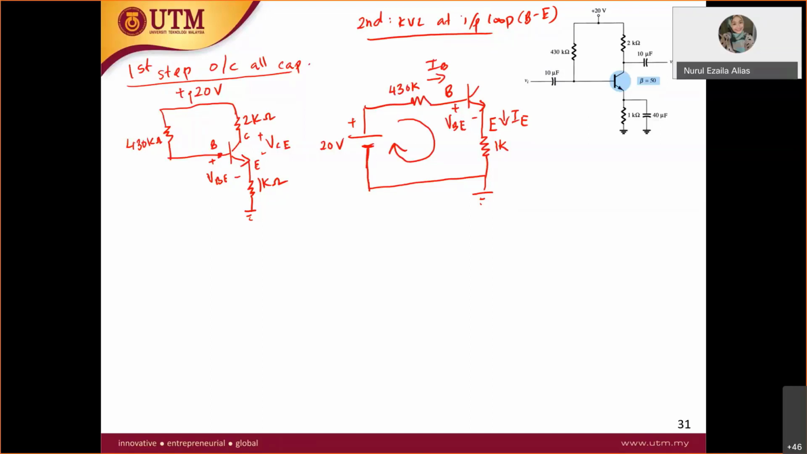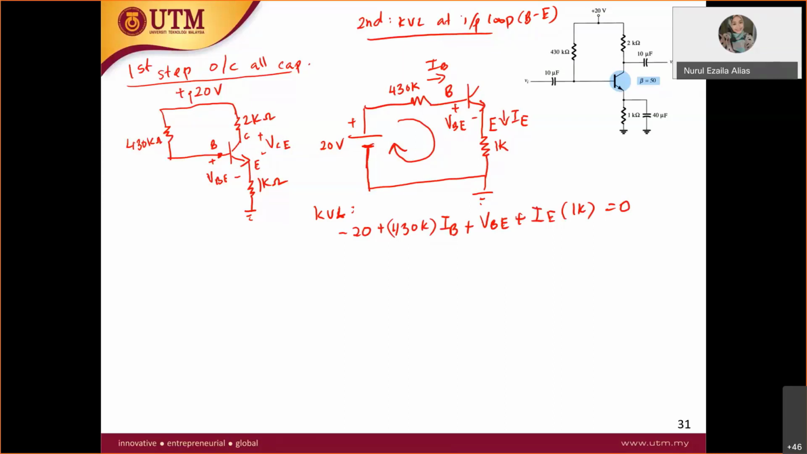When you apply your KVL, can someone tell me what's the KVL when you have minus 20? Plus 430K IB. Okay, great. 430K IB. And then plus VBE. Plus VBE, correct. Plus IE times 1K. Yes, that's it. That's all you have. Yes, thank you very much.